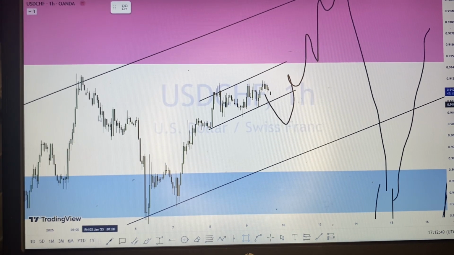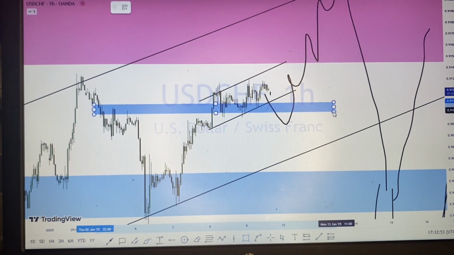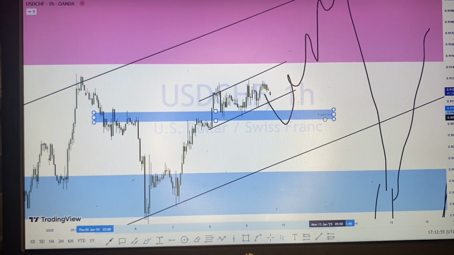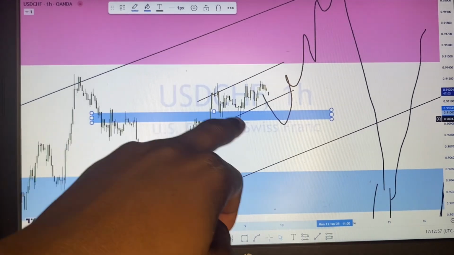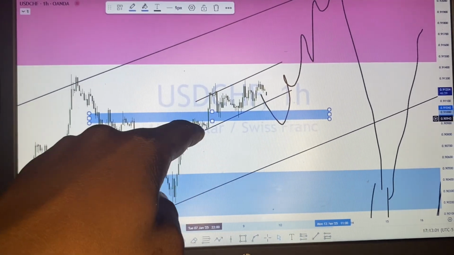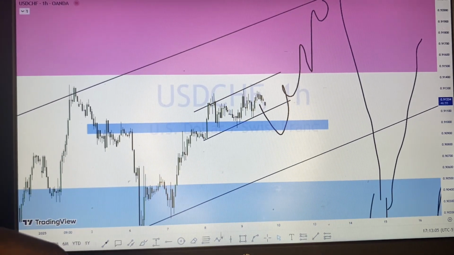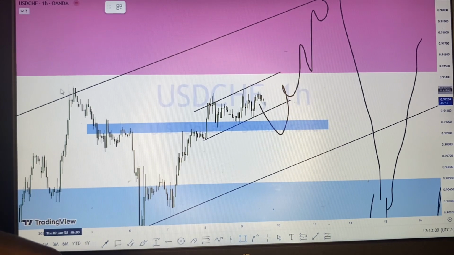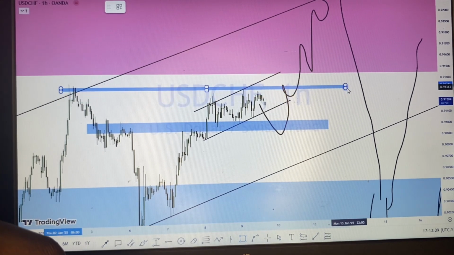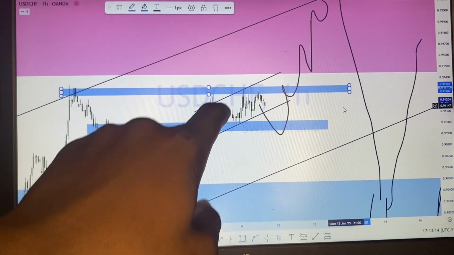At first we have this. Currently it is support because we broke above it. At first it was the resistance level, but now it is a support level. And then we have this resistance level right here. As you can see, price is failing to break above it.